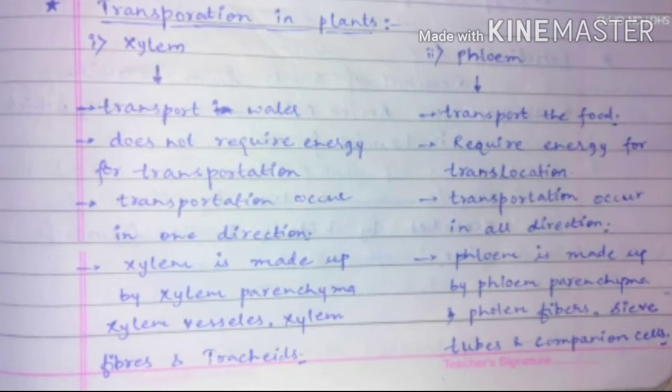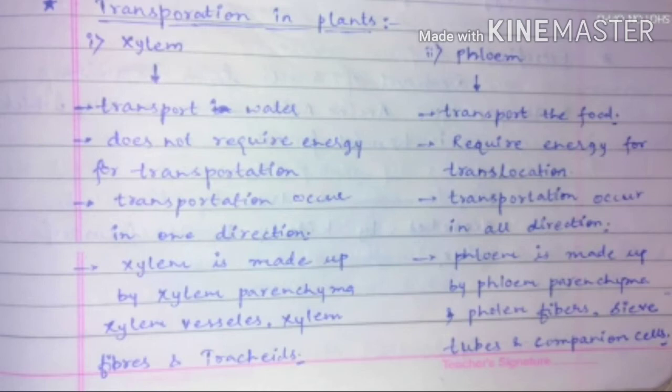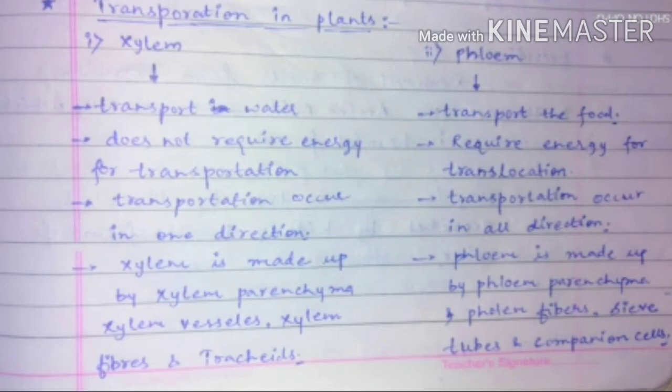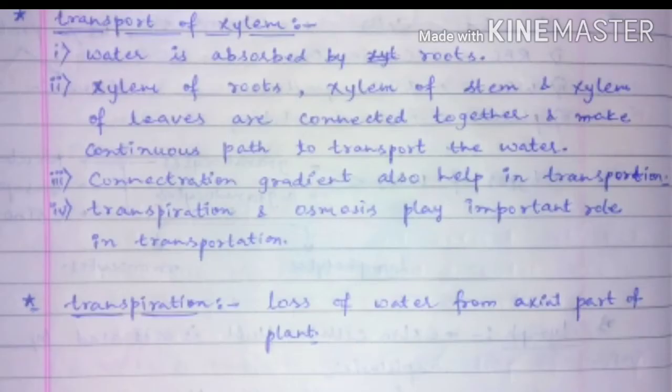phloem in all directions. And xylem is made up of xylem parenchyma, xylem vessels, xylem fibers and tracheids, while the phloem is made up of parenchyma, phloem fibers, sieve tubes and companion cells. So these are the differences between the xylem and the phloem.